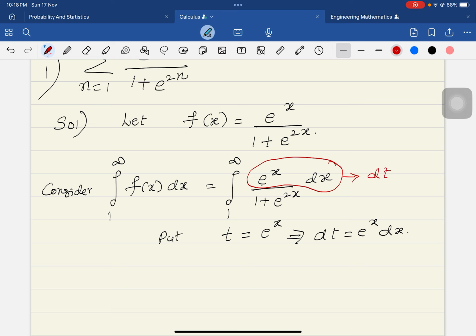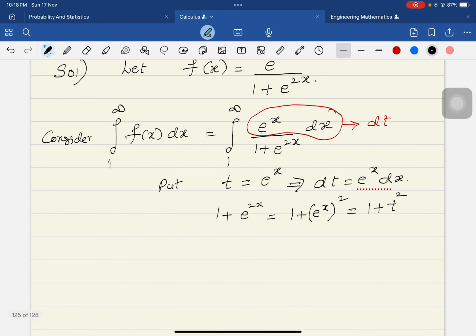Now how will you write 1 plus e raised to 2x? It can also be written as 1 plus (e raised to x) the whole squared. Since e raised to x is t, it is 1 plus t squared. Clear? So now the integral from 1 to infinity of e raised to x dx over 1 plus e raised to 2x becomes dt over 1 plus t squared.